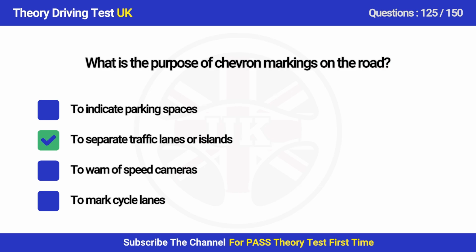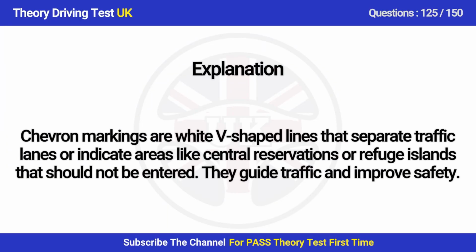Answer is B. To separate traffic lanes or islands. Chevron markings are white V-shaped lines that separate traffic lanes or indicate areas like central reservations or refuge islands that should not be entered. They guide traffic and improve safety.